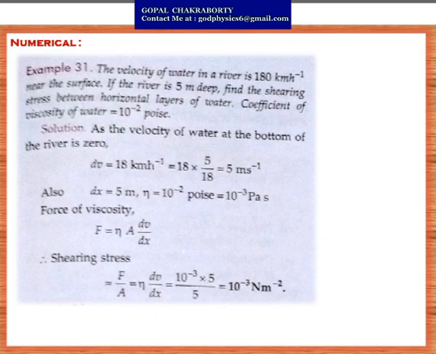Also the dx value equals 5 meter, and eta equals 10 to the power minus 2 poise, that means 10 to the power minus 3 Pascal second. As per Newton's formula for viscosity, you can write F equals eta A dV by dx. So shearing stress, that will be F by A, force per unit area, equals eta into dV by dx, that equals 10 to the power minus 3 into 5 by 5, that means 10 to the power minus 3 Newton per meter square.